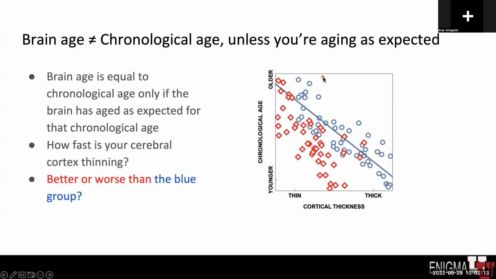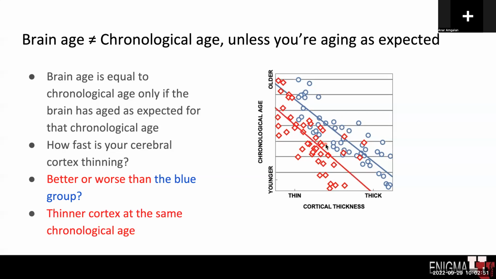Now, in general, what's happening is that the red diamond points are below the chronological age of the blue line, and they're to the left, or they're thinner than the blue line. So they're both younger than the expected chronological age for their thickness, and they're thinner in cortical thickness than expected for their chronological age. So it looks like they're the population that's aging not so well, in the sense that their aging is accelerated, and they might be a group that's not so good.